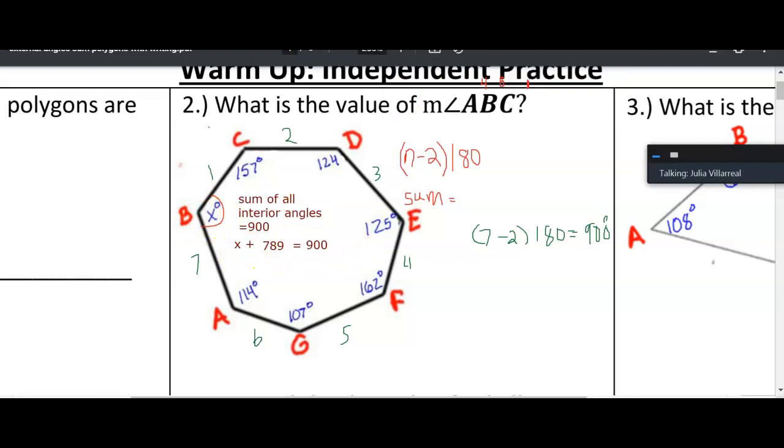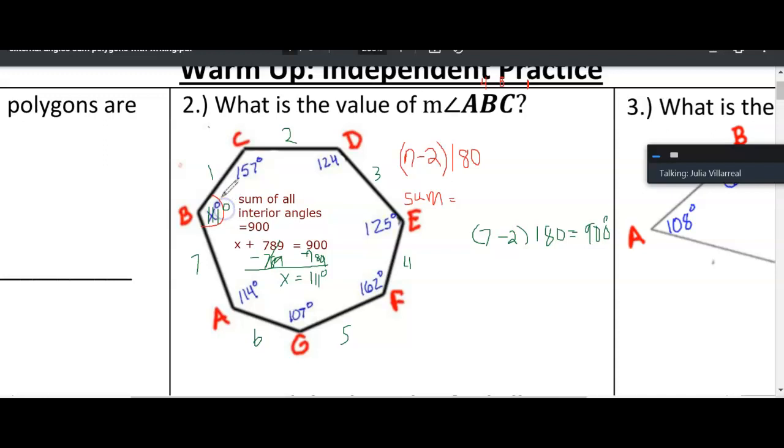So then I solve this. You just use your algebra. You subtract 789 from both sides. Go ahead, subtract 900 minus 789. So x equals, this cancels out, this becomes 0. So 900 minus 789, what does that give you? Good. You should have gotten 111 degrees. So that means that this angle is 111 degrees.